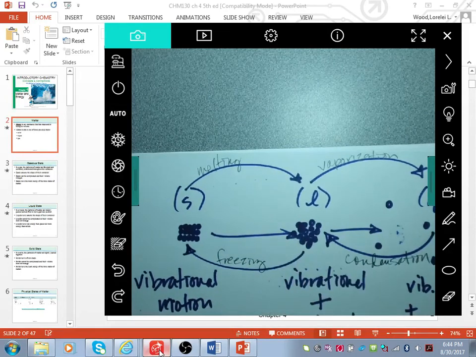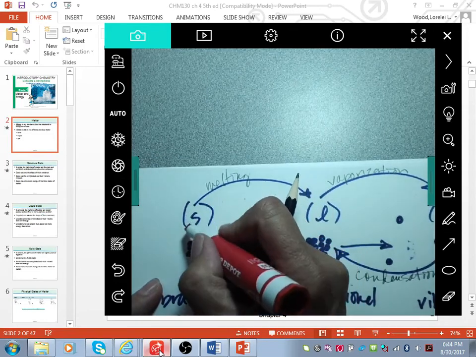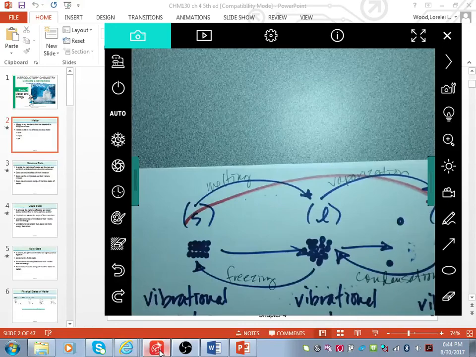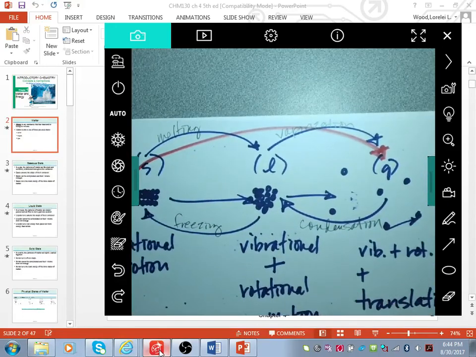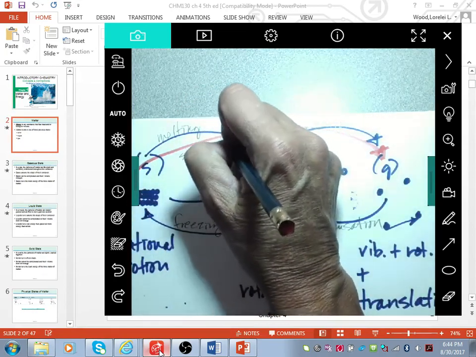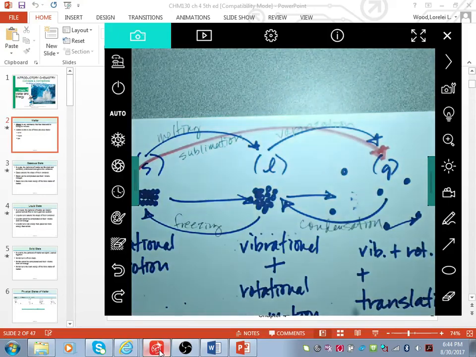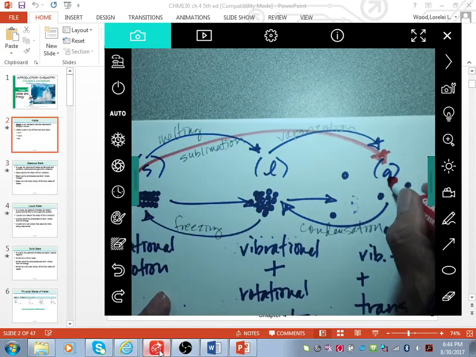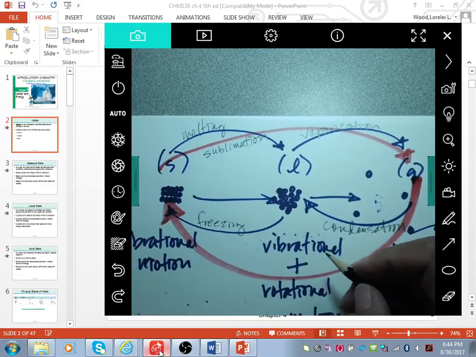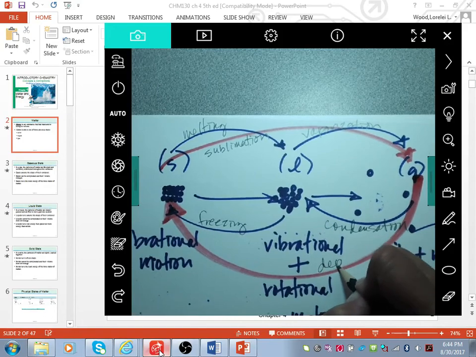All right, there is a change where you can skip the solid phase or the liquid phase altogether. You can go directly from a solid to a gas. What's that called when we skip the liquid phase altogether? Sublimation. And what's it called when we go from a gas directly back to a solid? What's the name of that thing? Does anybody remember that one? Deposition.